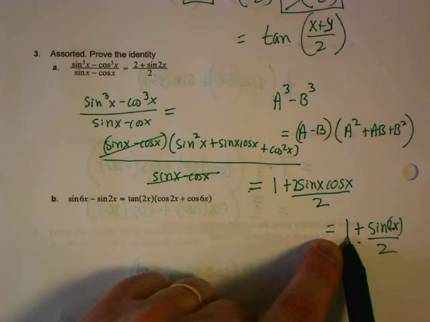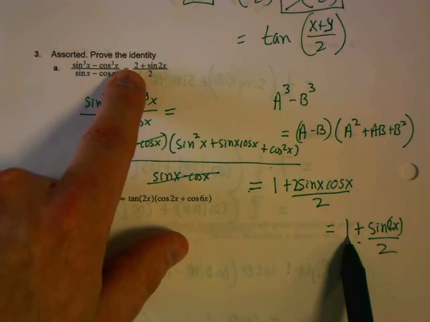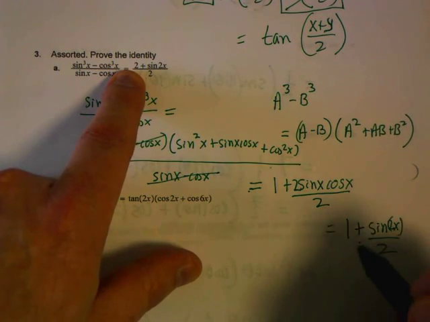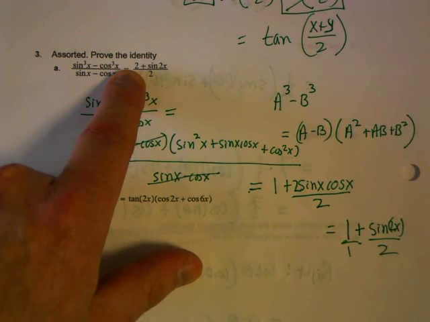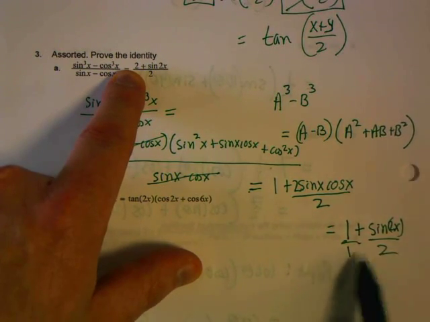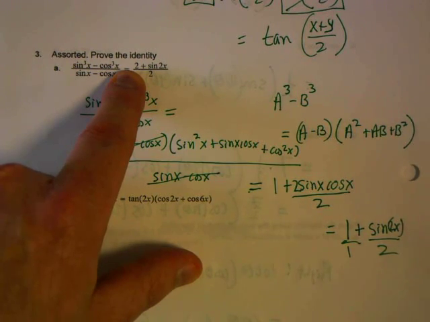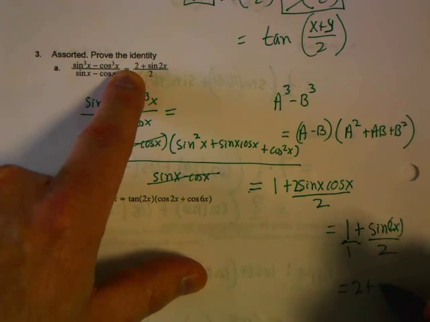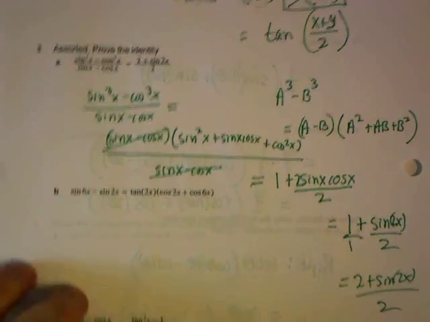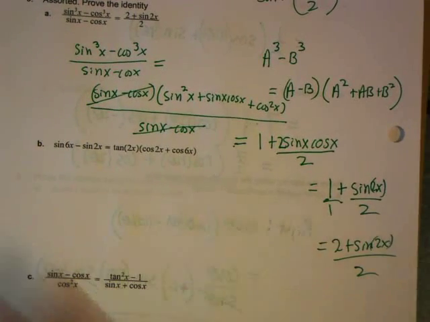I'm missing a 2 here, aren't I? But that's okay. I'm going to think of 1 as being 1 over 1. And then I'm going to get a common denominator, and I'm going to add those. What's the common denominator? 2. So I multiply top and bottom by 2 again, don't I? So this is 2 plus sine 2x all over 2. So some fun with fractions on that one.